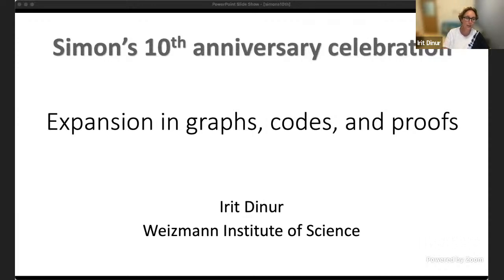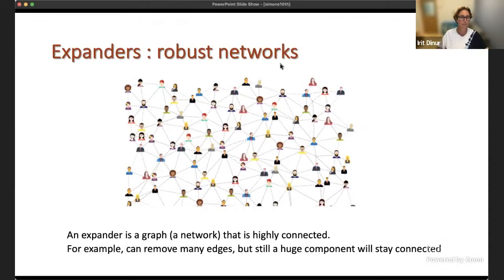Okay, so I'm going to talk about expanders, expansion, starting with graphs and then moving to codes and PCPs and proofs. So let's begin. All right, so expanders. Expanders are such a fundamental thing these days in theoretical computer science, also in other areas in mathematics, group theory, geometry, and so on, that I really don't need to explain or define what they are, but let me do it anyway.